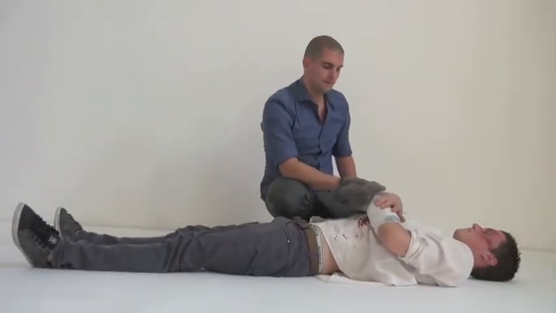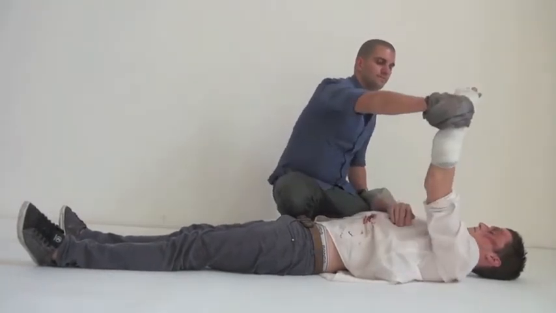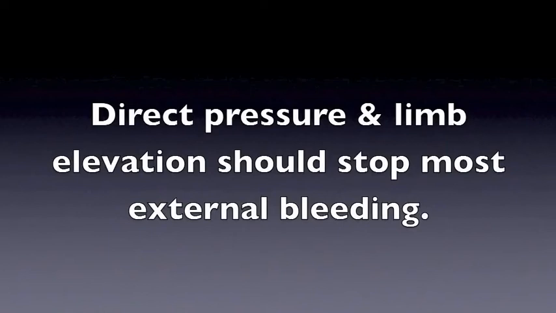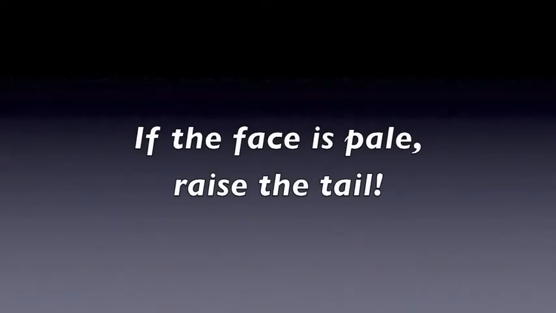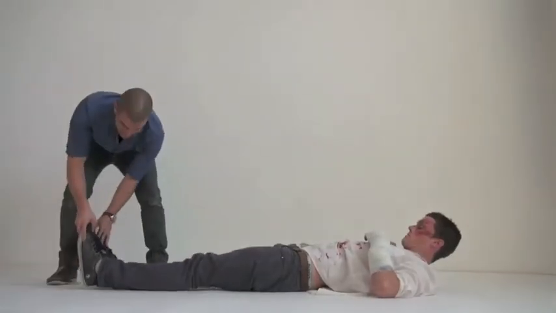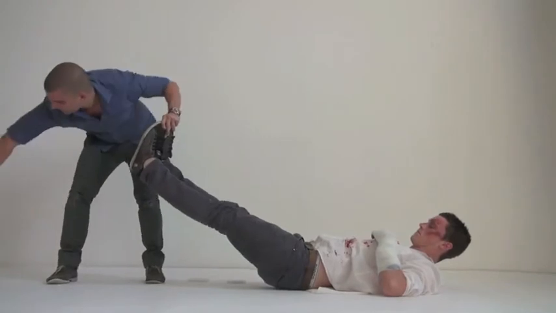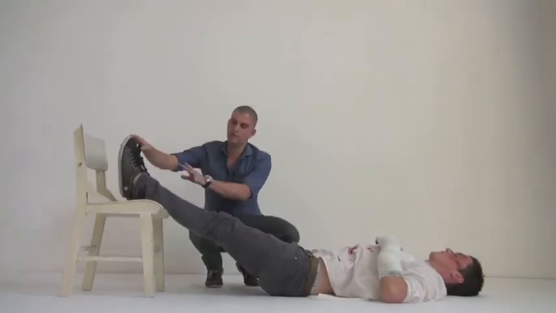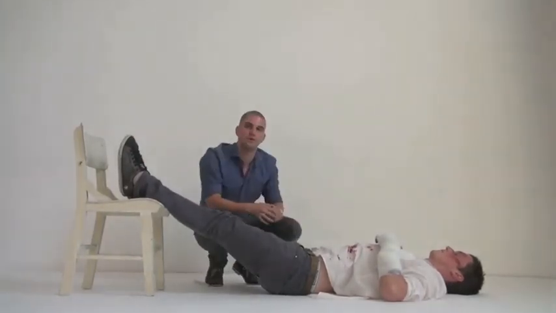Once you complete bandaging, elevate the limb. By holding the limb above the heart, it makes it hard for the blood to get to the wound, allowing the wound to clot. If a patient has lost a lot of blood, their face may be pale. What we sometimes say is, if the face is pale, raise the tail. Lift up their legs above their heart. If you have a chair handy, use it to hold their legs up. What we're doing here is getting all the blood in their legs to come back up to their vital organs.